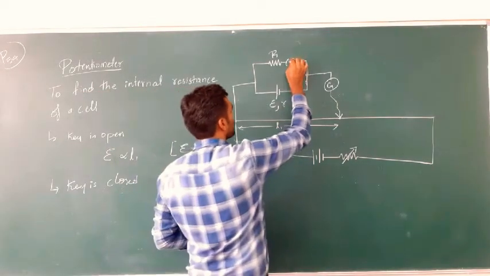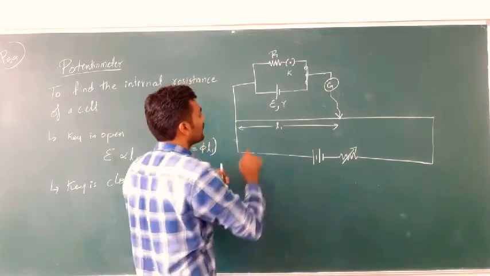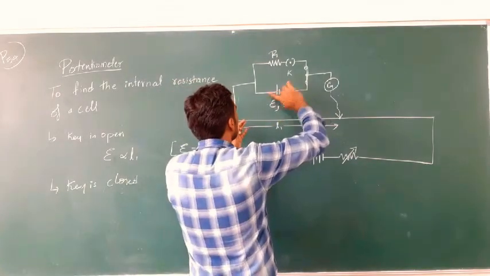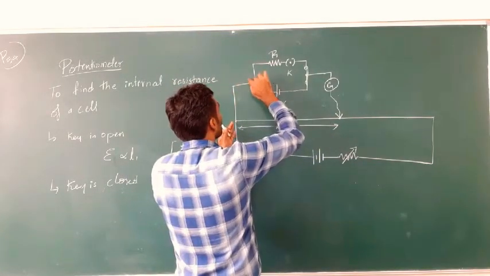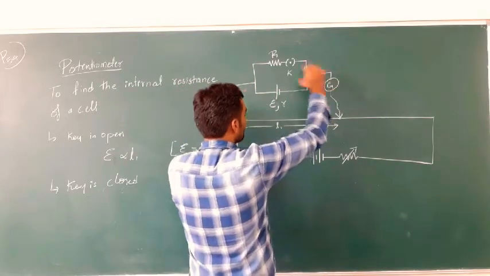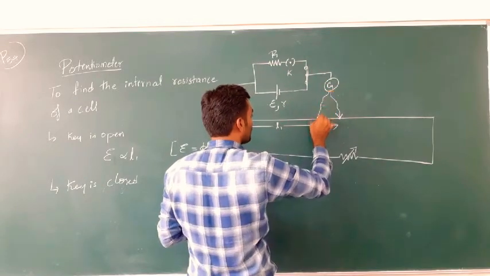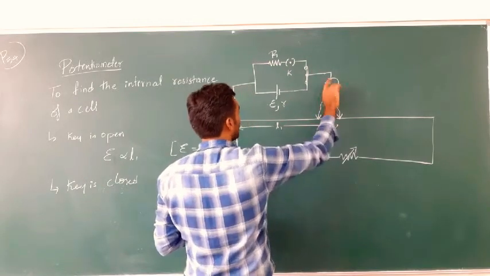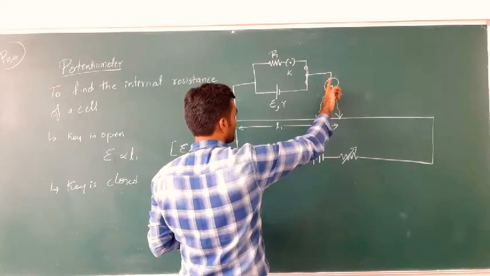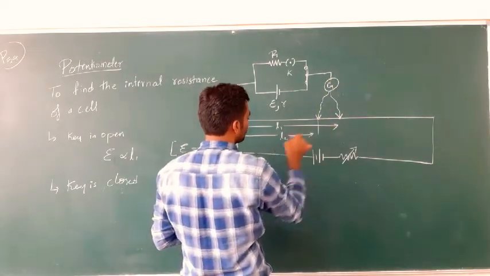When the key is closed in the second case, now comes the interesting part. Even though there is no current entering this branch and leaving the branch, at a certain length, once again, you will have the balancing, and hence the galvanometer reads zero deflection. So let the length for that be L2.